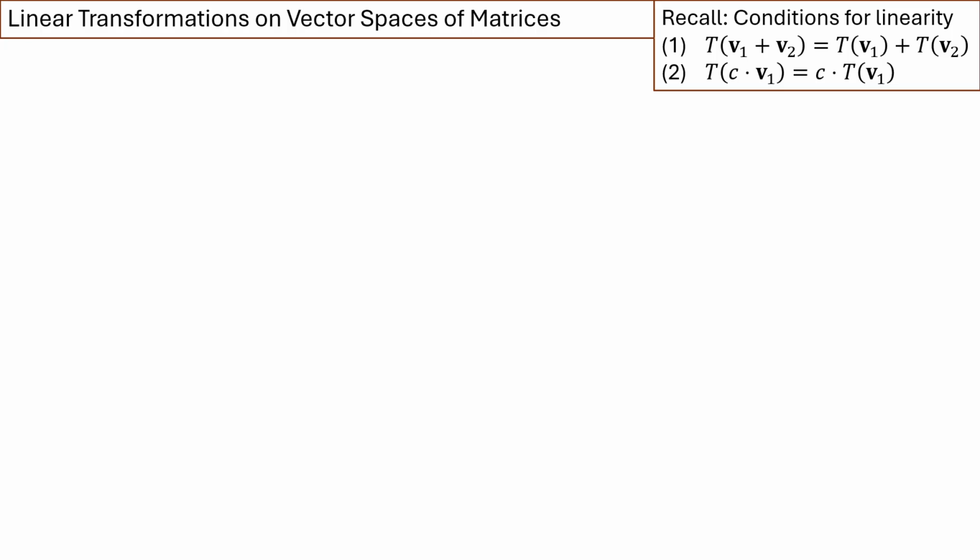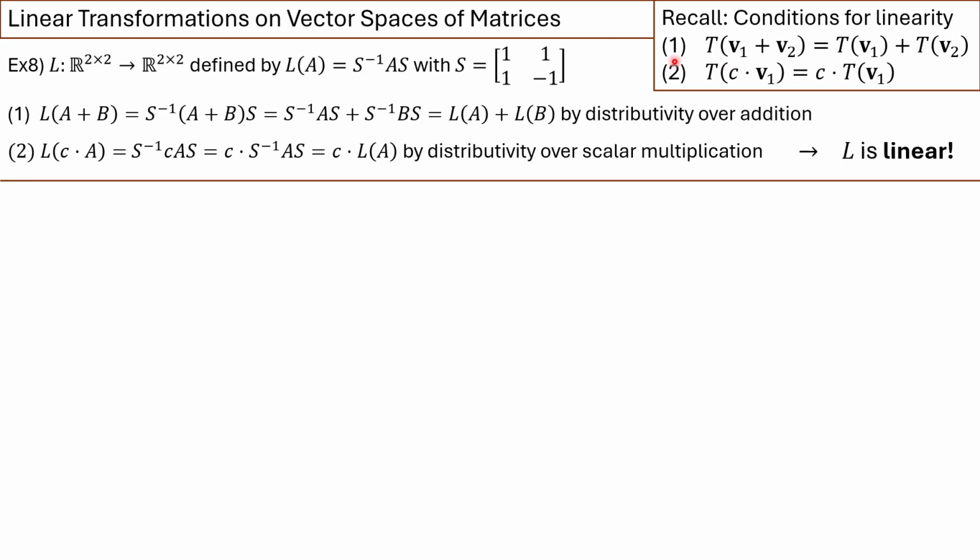Here's another neat example of transforming entire matrices with a real-life application. So let's test our rules on a specific function called a similarity transformation. We define this transformation, L of A, as S inverse times A times S, where S is this specific matrix [1, 1; 1, -1]. All right, so to first prove number 1, we plug in A plus B. Because matrix multiplication distributes, we can split this into 2 separate terms, which simplifies to L of A plus L of B. So we meet the first check.